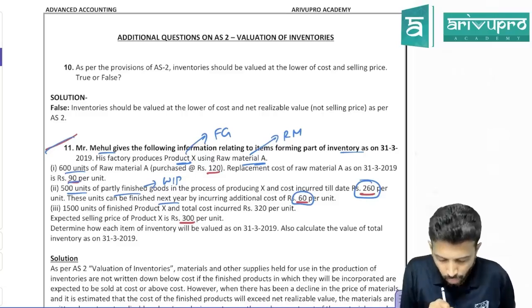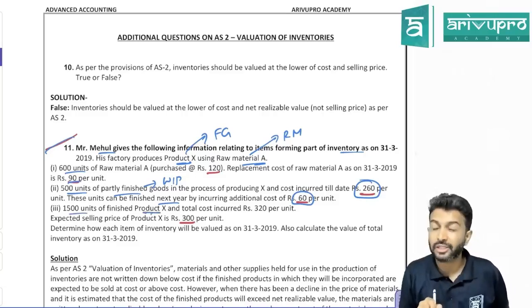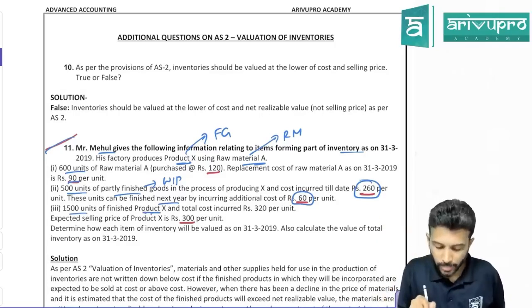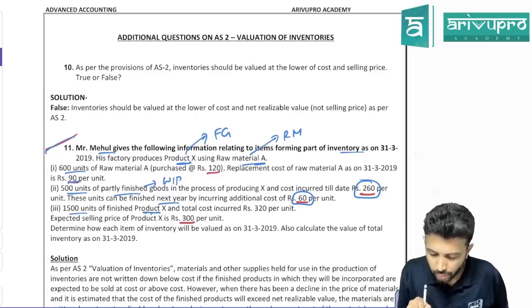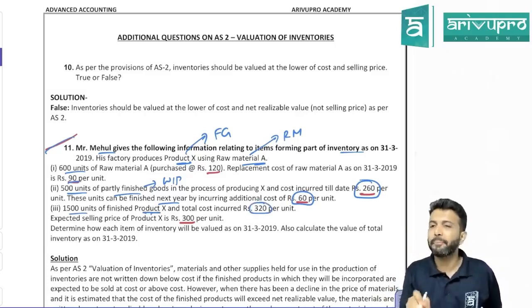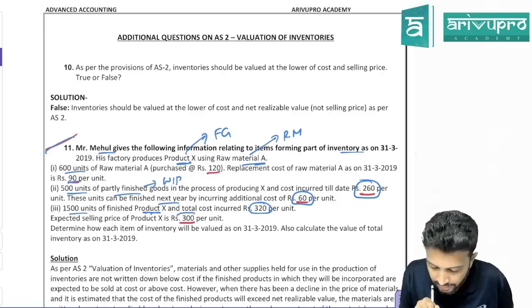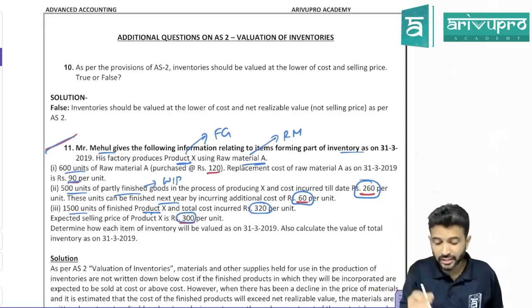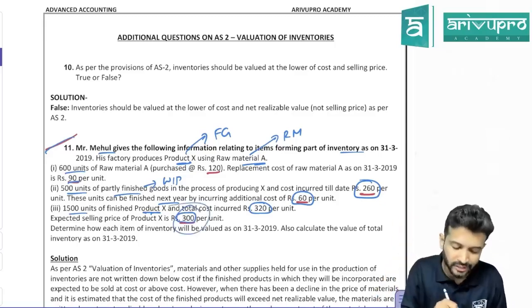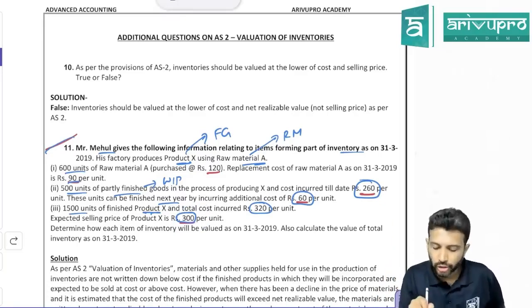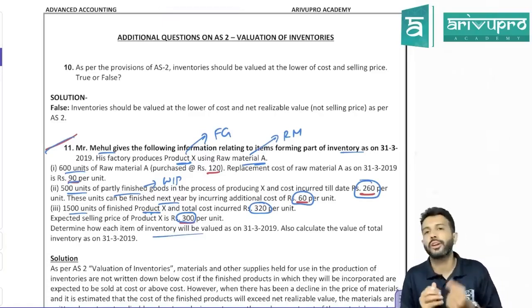1500 units of finished product X. Product X is your finished goods. Total cost incurred on finished goods is 320. Expected selling price of product X is 300. They're asking how each item will be valued in your balance sheet.